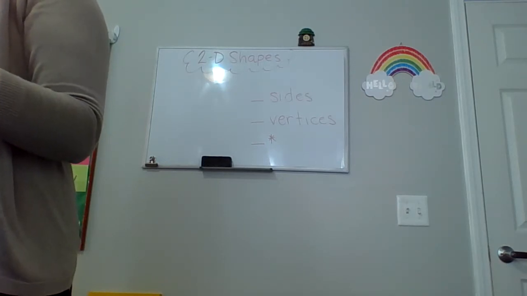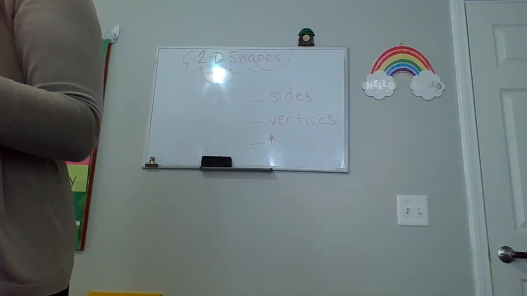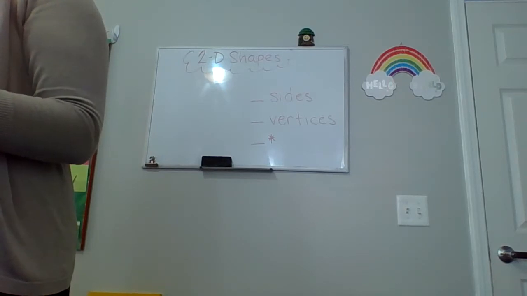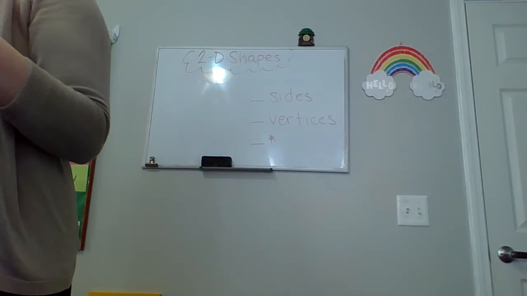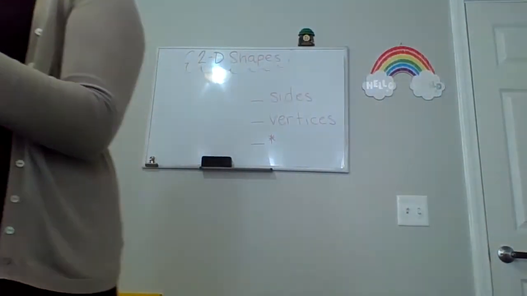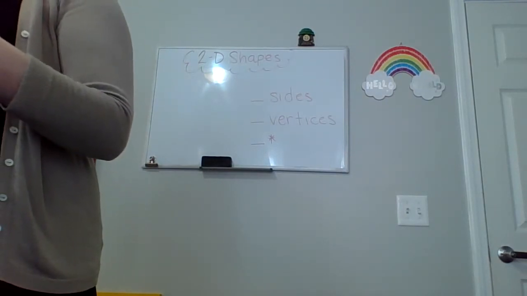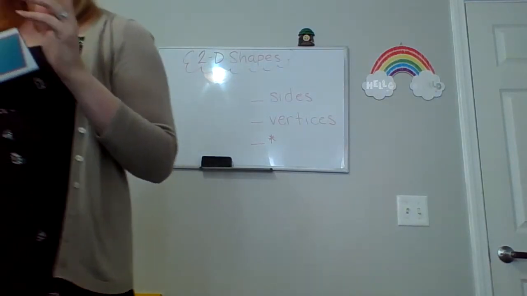So this is a pentagon. A pentagon has 5 straight sides and 5 vertices, right? So it has 1, 2, 3, 4, 5 sides, and 5 vertices, which are the corners. 1, 2, 3, 4, 5. So those are the attributes of a pentagon. When we're talking about sides, we are talking about these. They're like the edges, right? They're the straight lines.